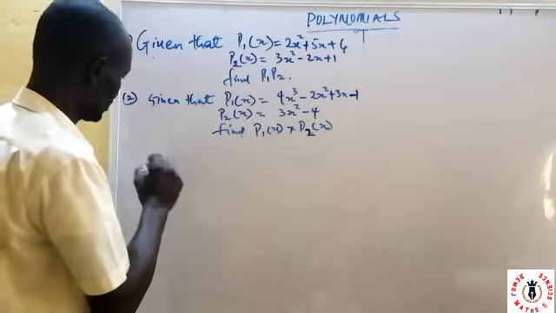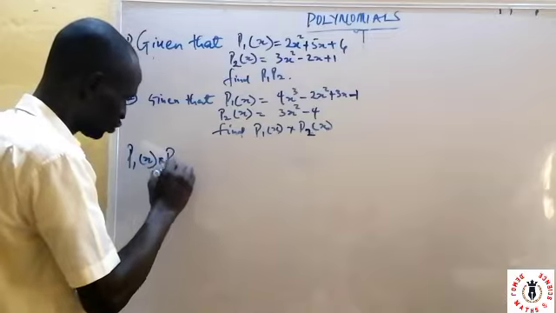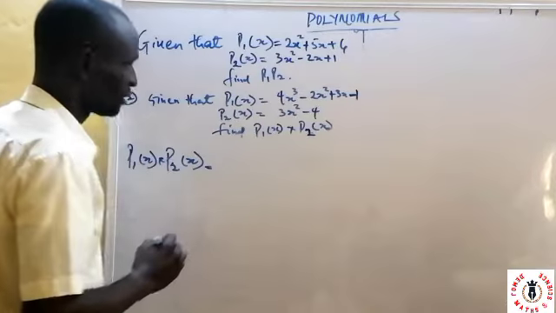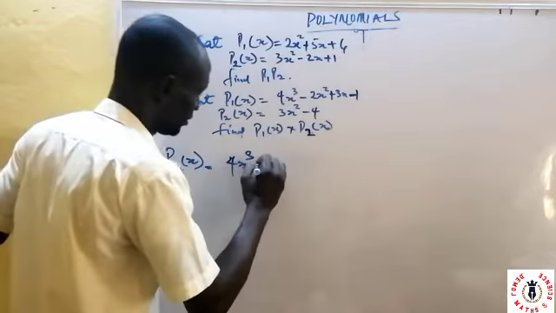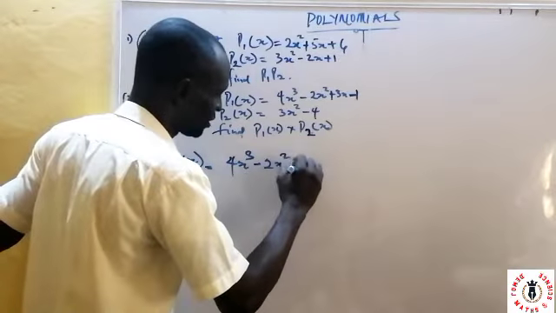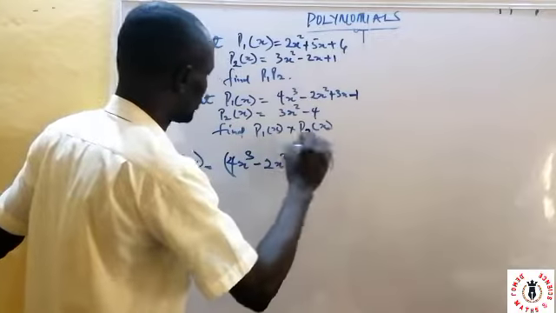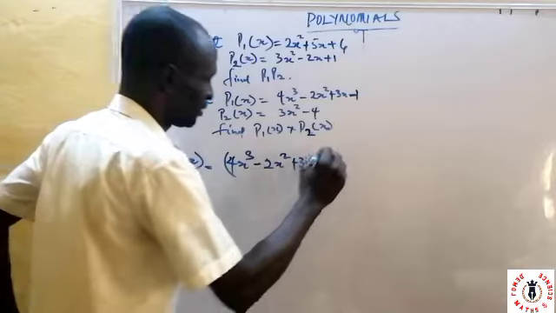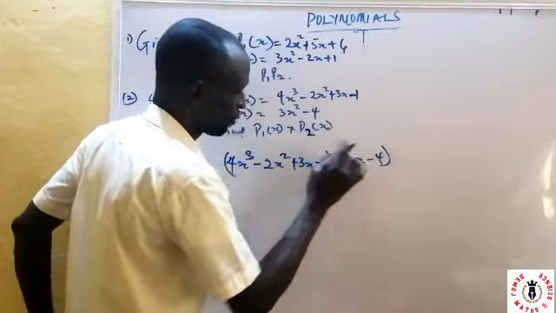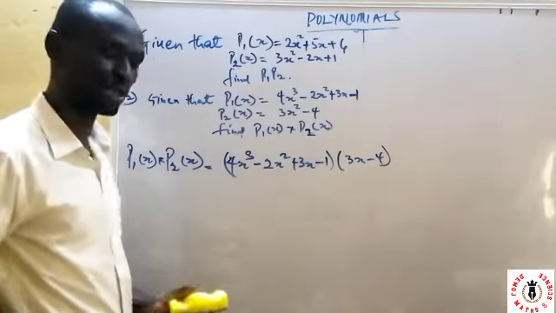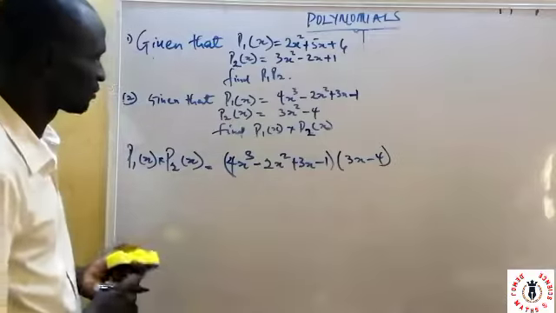P1 of x times P2 of x. That's same thing as 4x raised to the power 3 minus 2x squared plus 3x minus 1. We'll multiply it with P2 of x, which is 3x squared minus 4. Now let's expand. Let's use the expansion method first. Then we'll use the long multiplication method second.